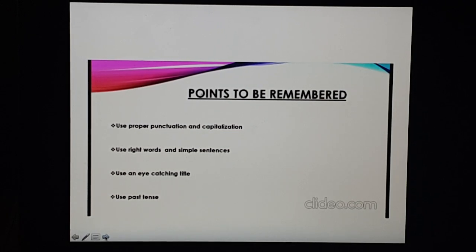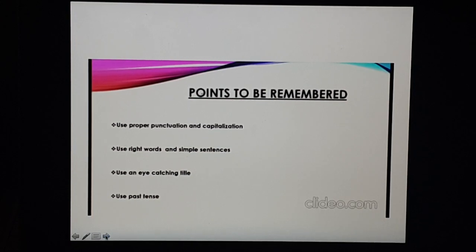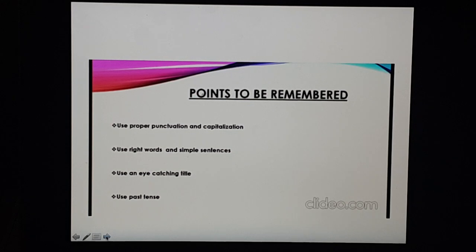Hope you have understood, and I am sure you'll become a good writer if you are interested in writing stories. So keeping all these things in mind, you can become a very good story writer and teller. But keep all these things in mind.